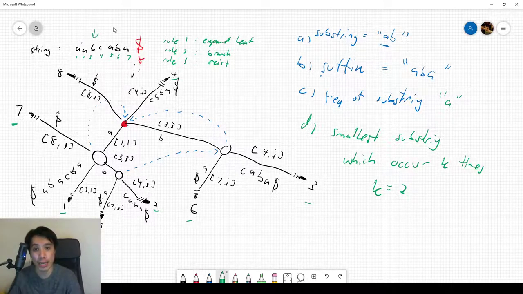You can see B actually occurs 2 times. You can see AB occurs 2 times. And the question wants the shortest, so my answer needs to be B. So what I can do is the following. I can perform a recursive traversal that goes to the leaf. When I return from my leaf, I return a number.